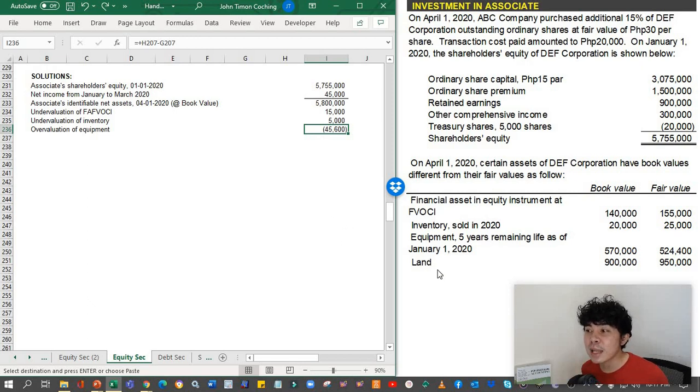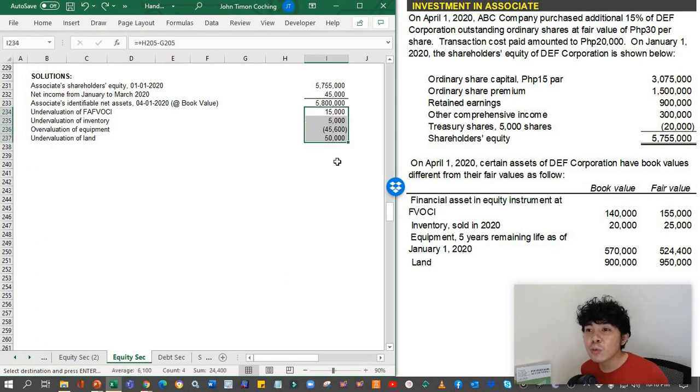Then next, dito tayo sa land. So kung titingnan nyo, yung land naman, ganun din siya, undervalued siya. So undervalued siya ng 50,000 pesos. Kasi ang book value is 900, pero ang fair value is 950. So again, dito sa 5.8 million, may kasamang land dito. Pero magkano yung value ng land na kasama sa 5.8 million? Yun ay 900,000 pesos. And again, ang kailangan natin is 950,000. So since may 900 na dito, para maging 950, dagdagan na lang natin ng 50,000 pesos.